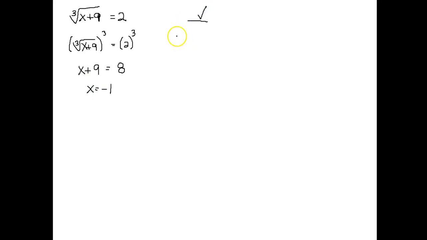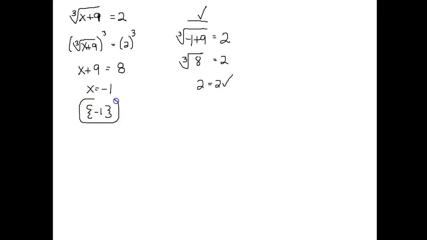Check your answer. Put the negative 1 into the original problem. Now if you're like, oh, Miss Schofield, I can't have a negative. Actually, you can. Just check it, see what happens. And it's a cube root, so you can definitely have a negative. Cube root of 8 is 2. Woohoo! This works out. So the solution set for this radical equation includes negative 1. All right, nice.